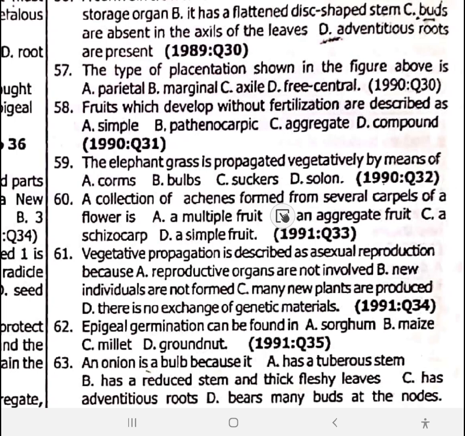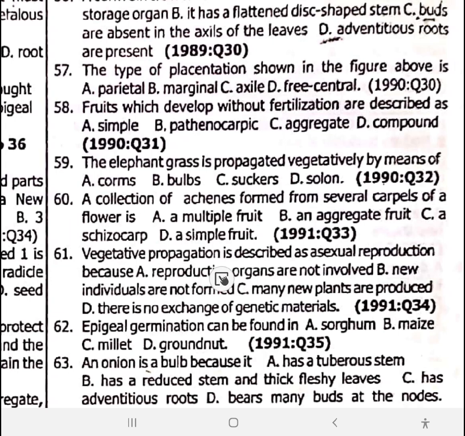A collection of achenes formed from several carpels of a flower is, question 60, an aggregate fruit, right? Aggregate fruit. Achenes, A-C-H-E-N-E-S, are aggregate fruit containing apocarpous pistil. Apocarpous, open bracket, you write separate carpels, while schizocarp has synocarpous pistil.